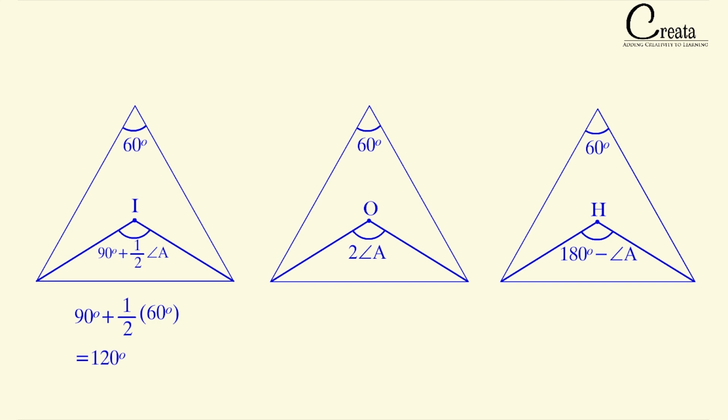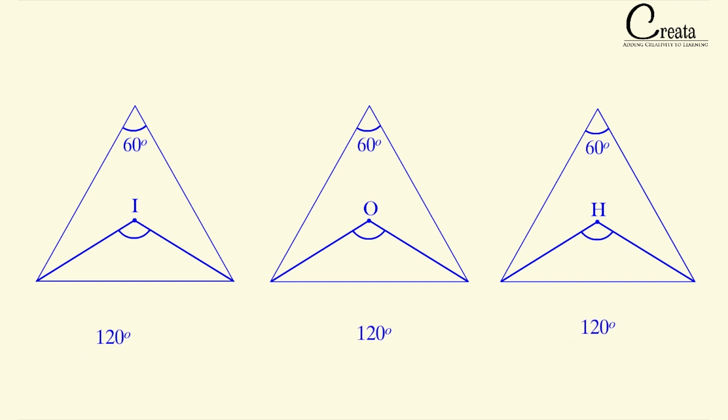Further, in the second case, the angle formed at the circumcenter is twice of angle A, that is 2 into 60 degree. We got the angle as 120 degree. Further, in the orthocenter, the angle will be 180 degree minus 60 degree, that is 120 degree. All the three angles are 120 degree.